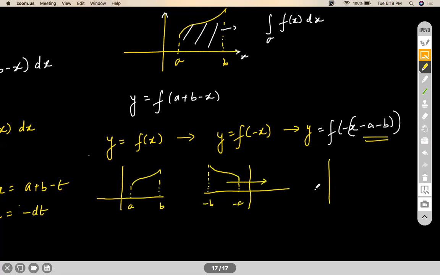If you drag this graph A plus B units to the right, you would realize that this end, let me name this end as A, B. Let's say this is C, D. Then C will come in A's position, so it will be like this. And D will come in B's position. So something like this will happen. This will now be the new shape of the graph.